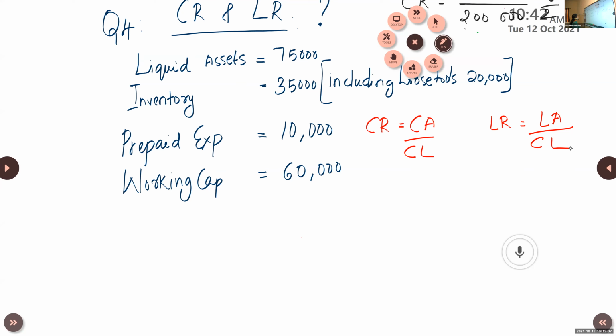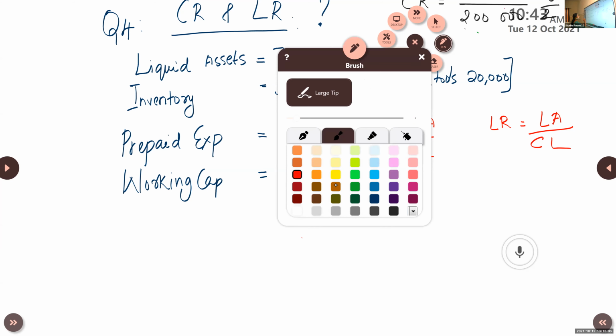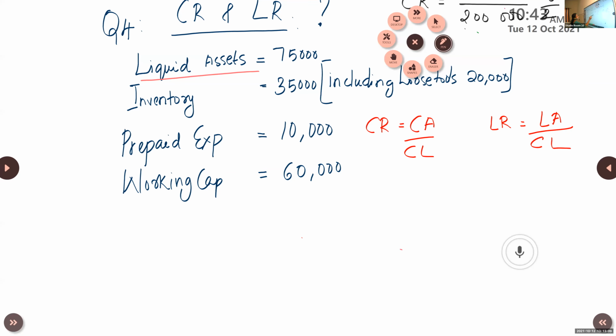Do you have CA? Do you find CA in the question? Liquid asset is there. Inventory, prepaid expense, working capital. No, you don't find CA. And how about liquid asset? You have liquid asset as well as working capital. Liquid asset is given to you. Working capital is also there. So let's try finding it out from there.